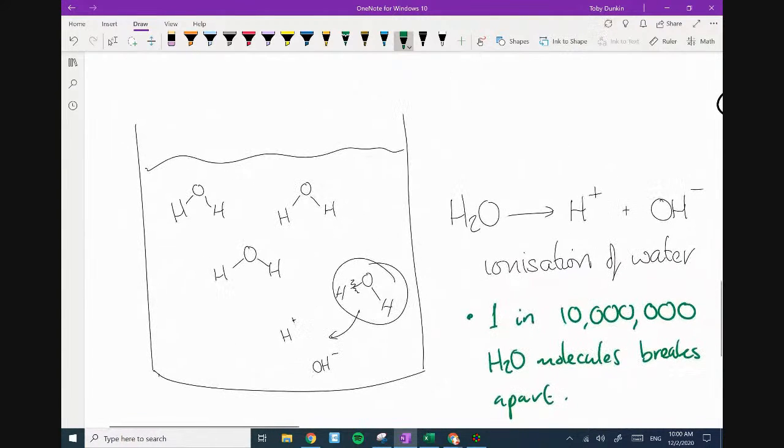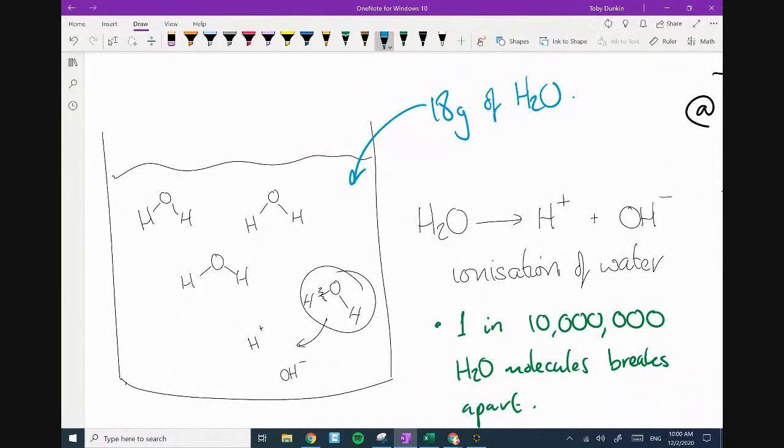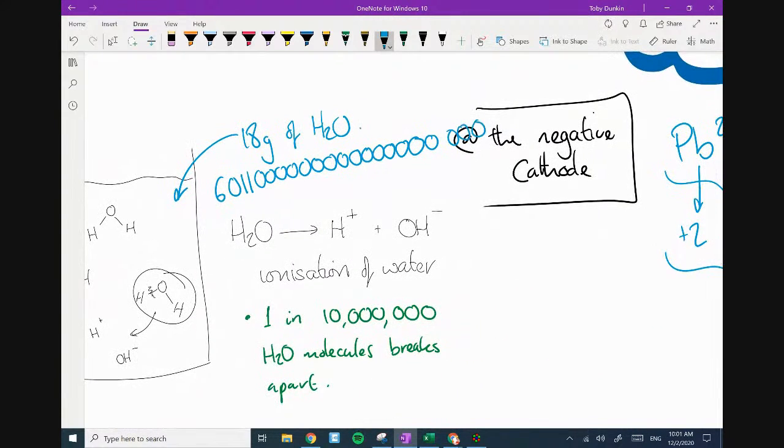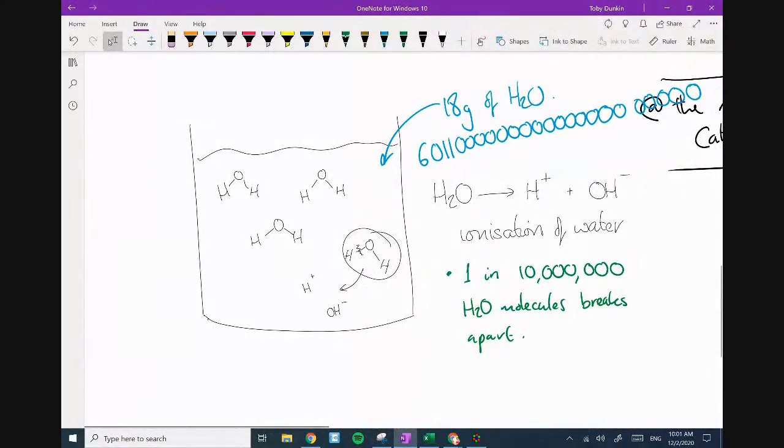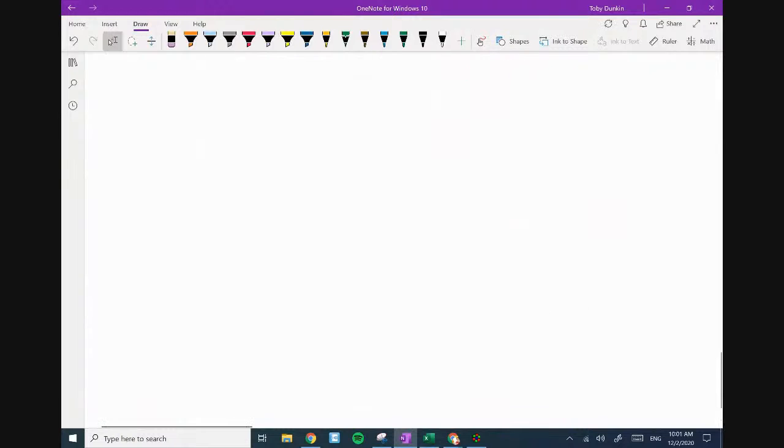But here's the thing. If I had a beaker containing 18 grams of water, I can now tell you that there are 6.0 1 1, right, now I need to count, 1, 2, 3, 4, 5, 6, 7, 8, 9, 10, 11, 12, 13, 14, 15, 16, 17, 18, 19, 20. That's how many water molecules are in the beaker. Molecules are really, really small, and this is something you find difficult to grasp. That's 20 zeros, by the way. And if 1 in 10 million of them fall apart, what that means is there are plenty of H plus and OH minuses there. So here's the new picture.